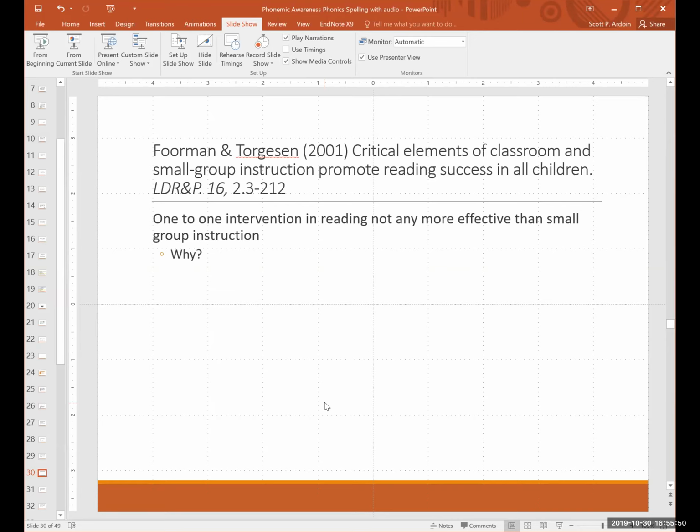So if we provide small group instruction, we are not necessarily helping a kid out any less than if we were providing one-to-one instruction. And we should evaluate this with students, because if small group instruction is just as effective for them, then we can provide a greater number of students with instruction than if we're trying to do it one-to-one all the time.